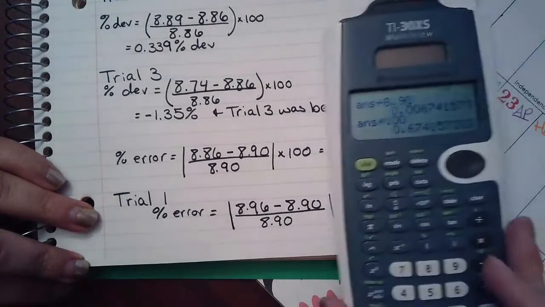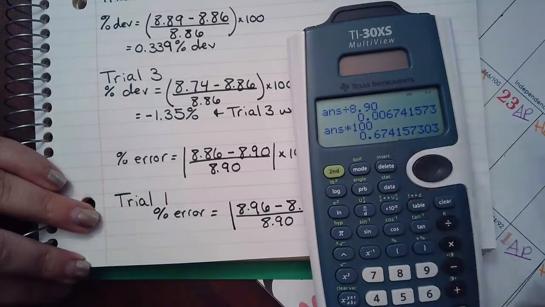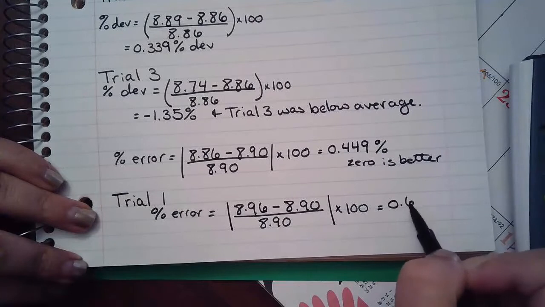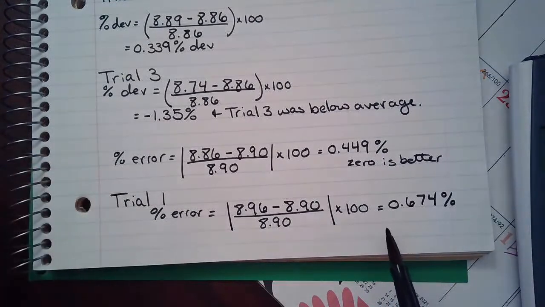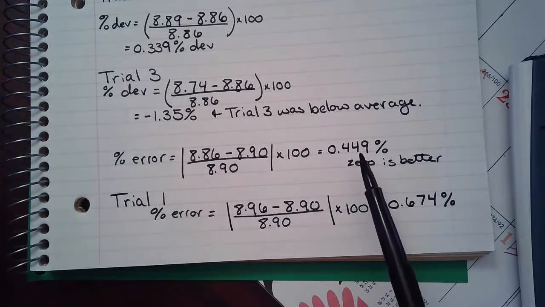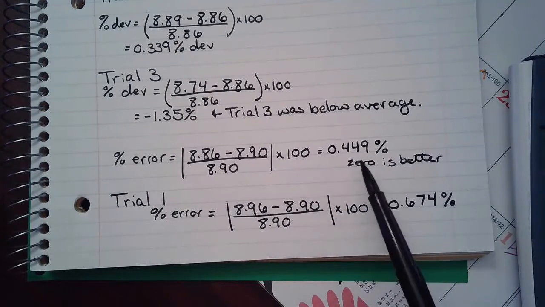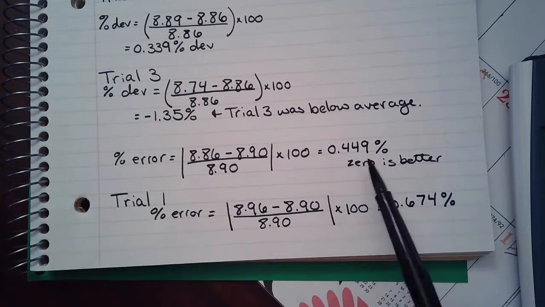So trial 1 had an error of 0.674%, 3 significant figures. So our average was more accurate than just taking one trial. This is often the case. This is usually why we do multiple trials, because taking an average is usually more accurate than a single measurement.